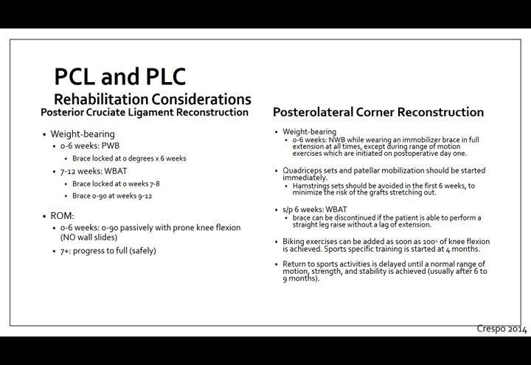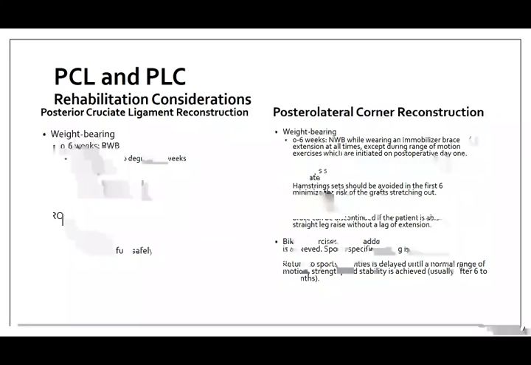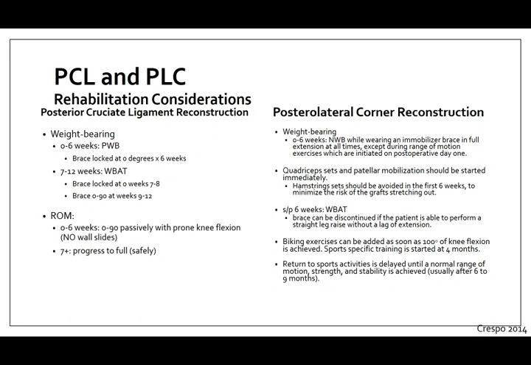You got to remember what is being reconstructed here, right? So as far as range of motion goes, you can do passive knee flexion, but you don't want to do wall slides. And why? Because that puts them right into that position of that special test, that posterior glide test. At 7+ weeks, you can progress to full range of motion, but do it safely, please.